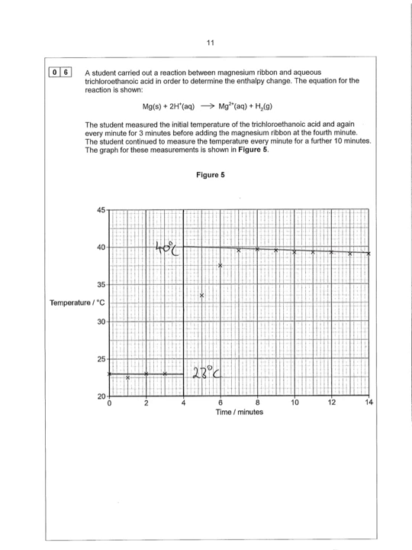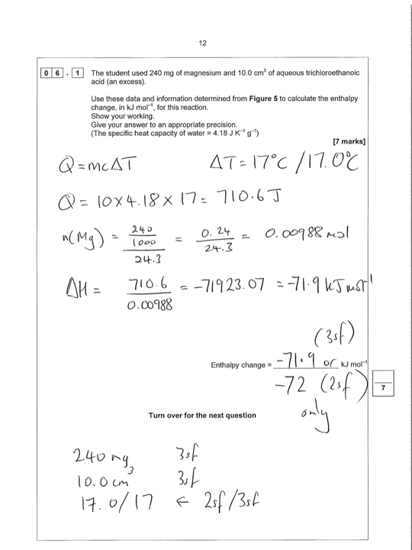What we're going to do next is look at how we use that data. So what we do here, we're going to use Q, which is heat change, is the mass of the solution being heated, times the heat capacity, times the change in temperature. Change in temperature is calculated already. The mass being heated is 10, or 10.0. We know that the density of water in which the trichloroethanoic acid is contained, it's aqueous, remember, is 1 gram per cubic centimetre, so 10 cubic centimetres becomes 10 grams. 4.18 is the heat capacity of water, times 17, that's the heat of the reaction, specifically in the reaction, which comes to this value here.